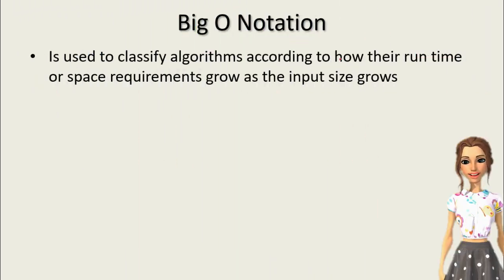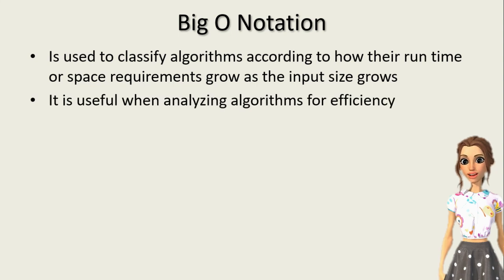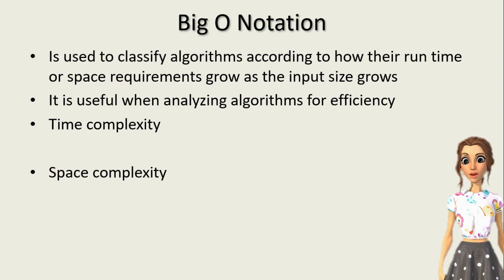Big O notation is a tool used to classify algorithms according to how their runtime or space requirements grow as the input size grows. Big O notation is useful when analyzing algorithms for efficiency. From Big O notation, we can find time complexity as well as space complexity.